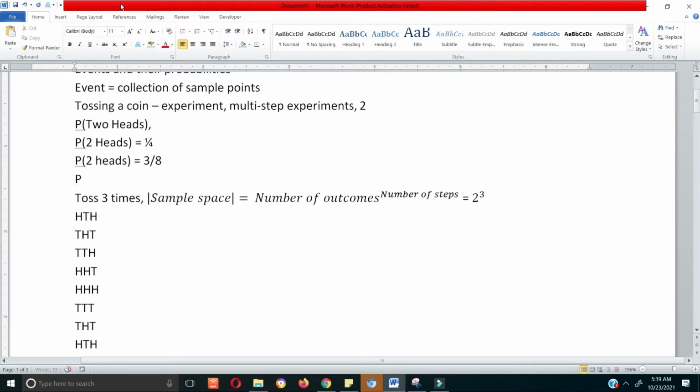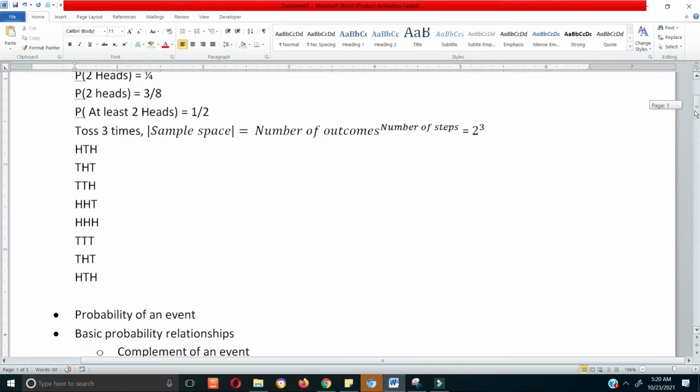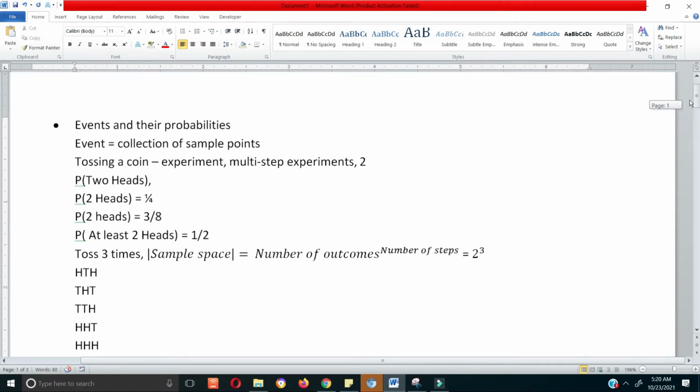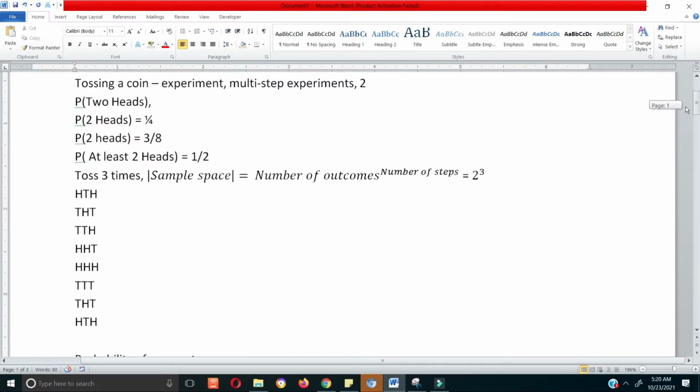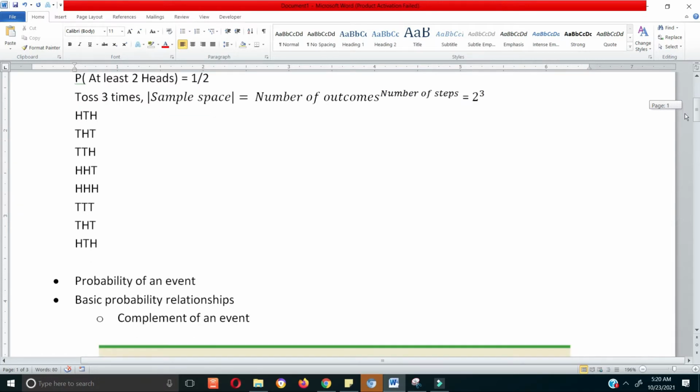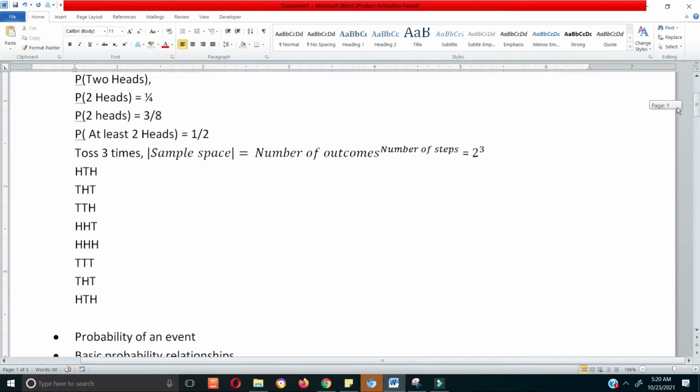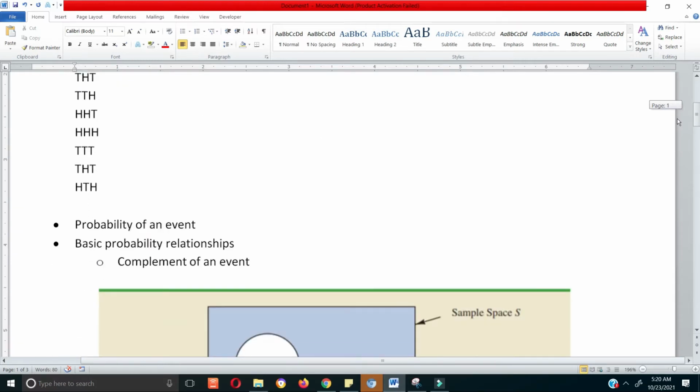What about the probability that you get at least 2 heads? This is 2 heads and more, right? So you get that, that, that, and that. This looks like 4 over 8, which is a half, 0.5. Not too much to say about this. That's basically the probability of an event. It's really the sum of all the sample points within the event.